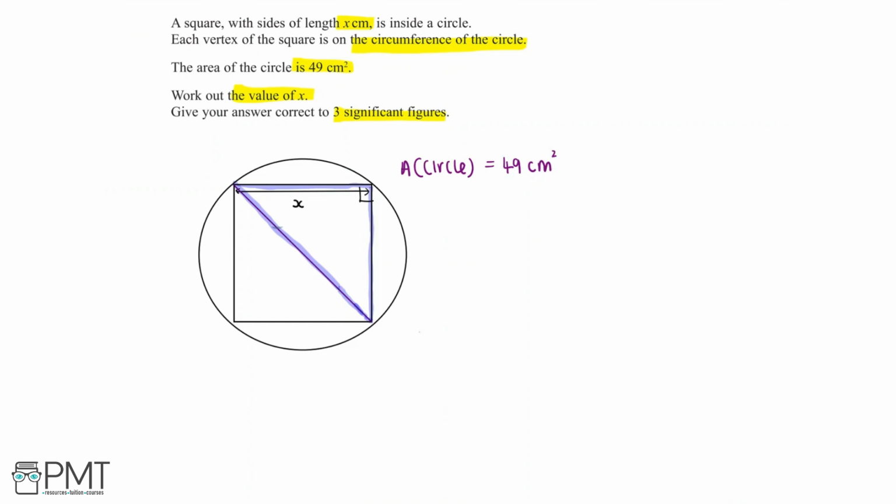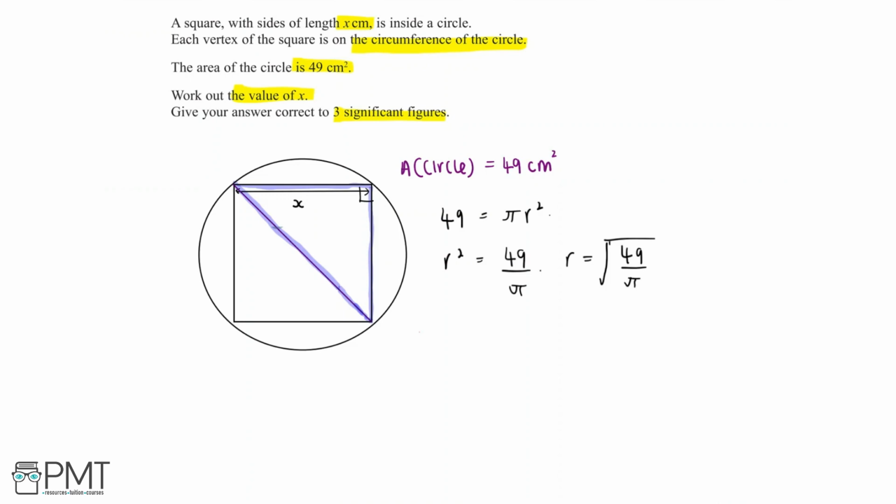We know that the area is equal to pi r squared, and so we can say that 49 equals pi r squared, and so r squared is equal to 49 over pi, and therefore r is equal to root 49 over pi. And we should leave this in surd form and in terms of pi for the time being.